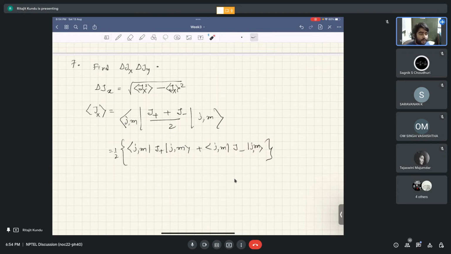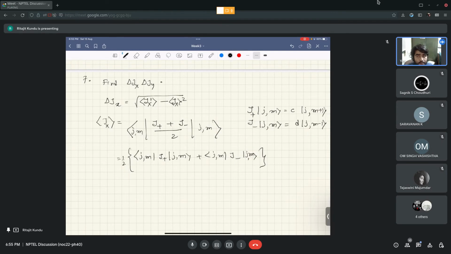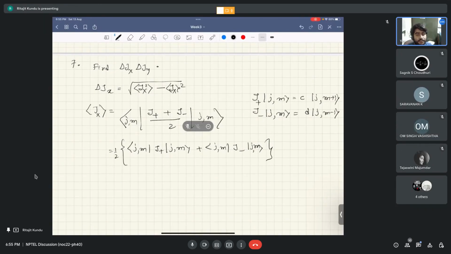These are raising and lowering operators, which you might know. The raising operator, when it acts on the state |j, m>, gives some number times the state |j, m+1>. For the lowering operator, acting on |j, m> gives some constant times |j, m-1>. It doesn't change the j quantum number, it only changes the m quantum number. Now, any idea what these expectation values will become?